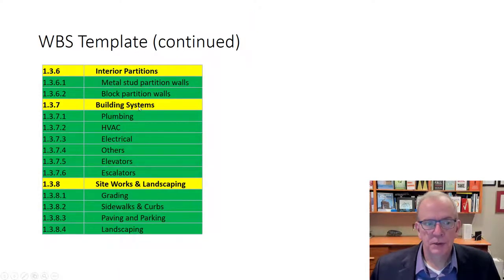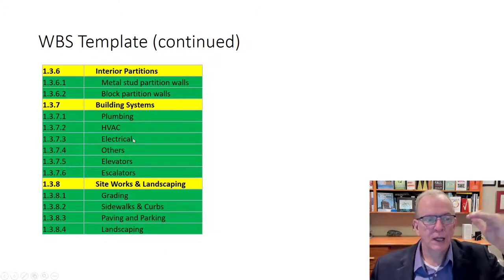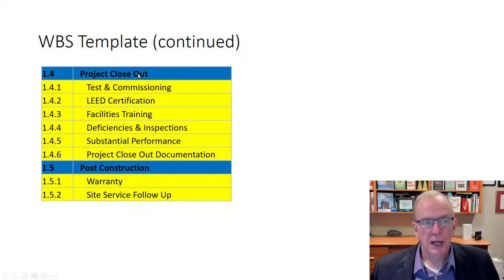Interior partitions, building systems, and again, this could break down much further than what I'm showing here, but it's just giving you an idea of how from one level to the next level it breaks down. And obviously, if I've got headings, it's going to help me to ensure that I don't miss any particular areas of work that way. And of course, then we have project closeout, and then you'd have all the items that you'd want to have as headings, and then you could have activities below that.